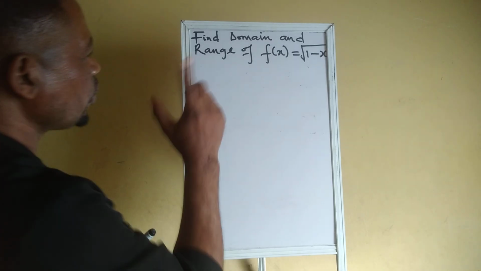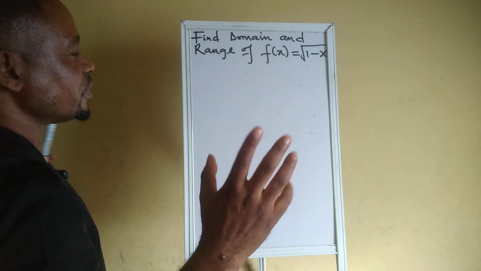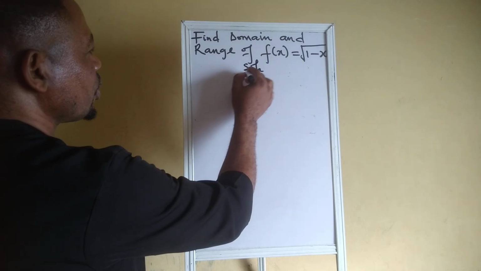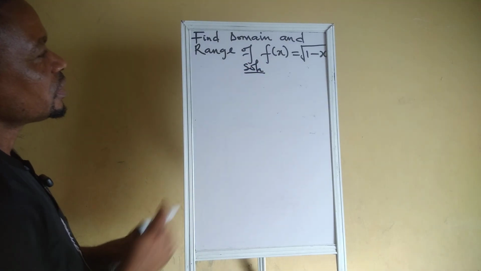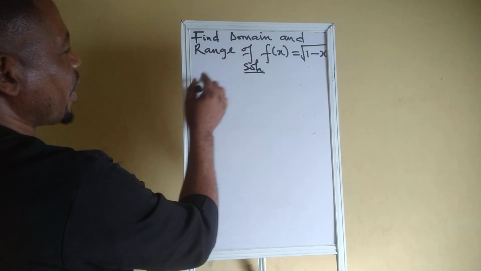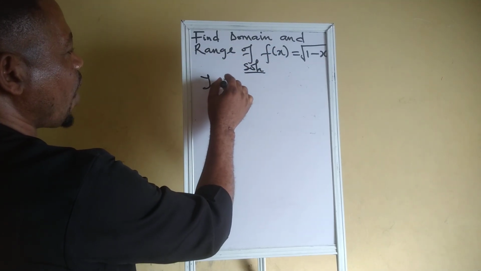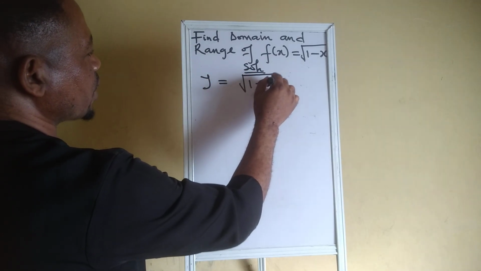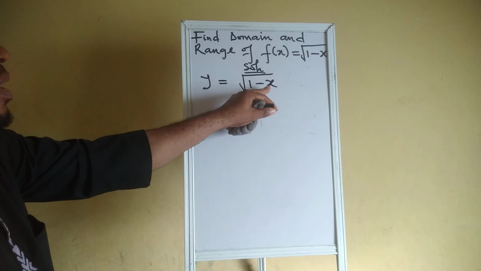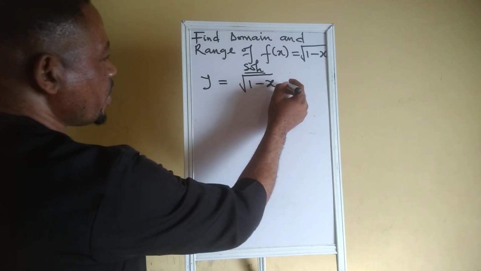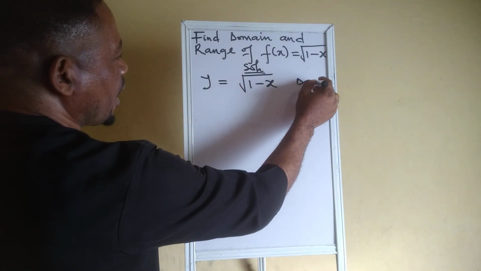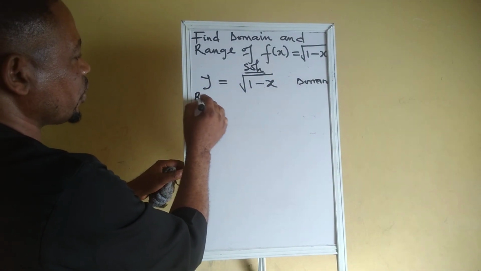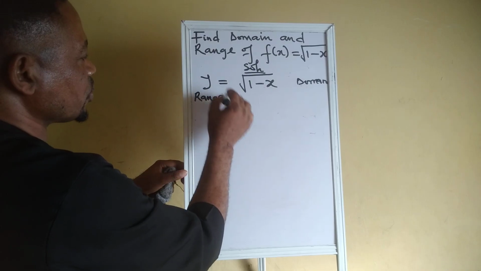Now watch. I want you to understand something here. Very simple. If you observe this particular function, I told you before that another way of writing f of x is y. And y is now equal to square root of 1 minus x. Now, x in a function is called the domain. It's called what? Domain. Are you with me? Domain. While y in a function is called the range. It's called the what? Range.